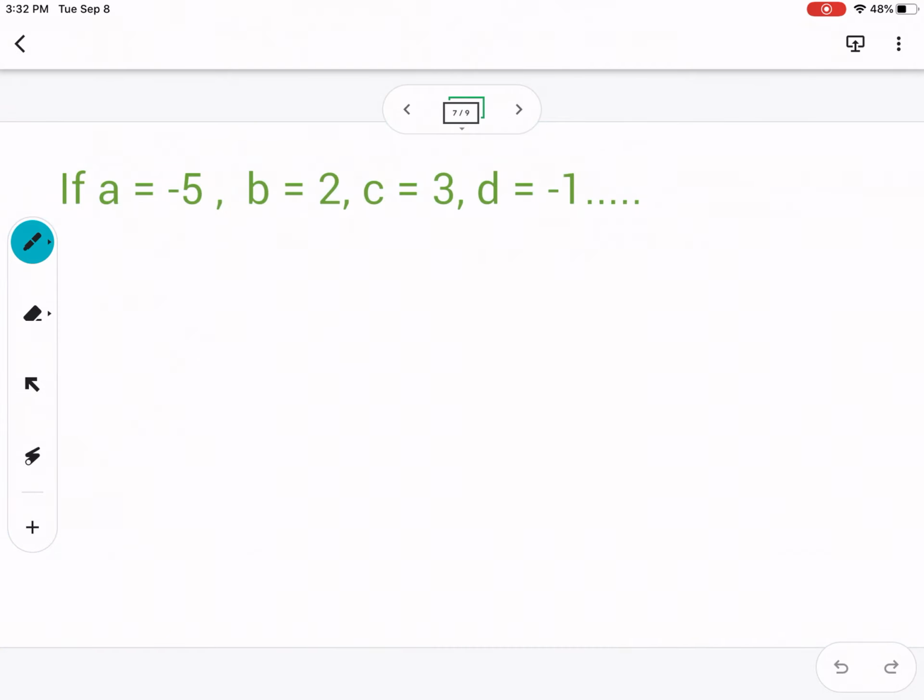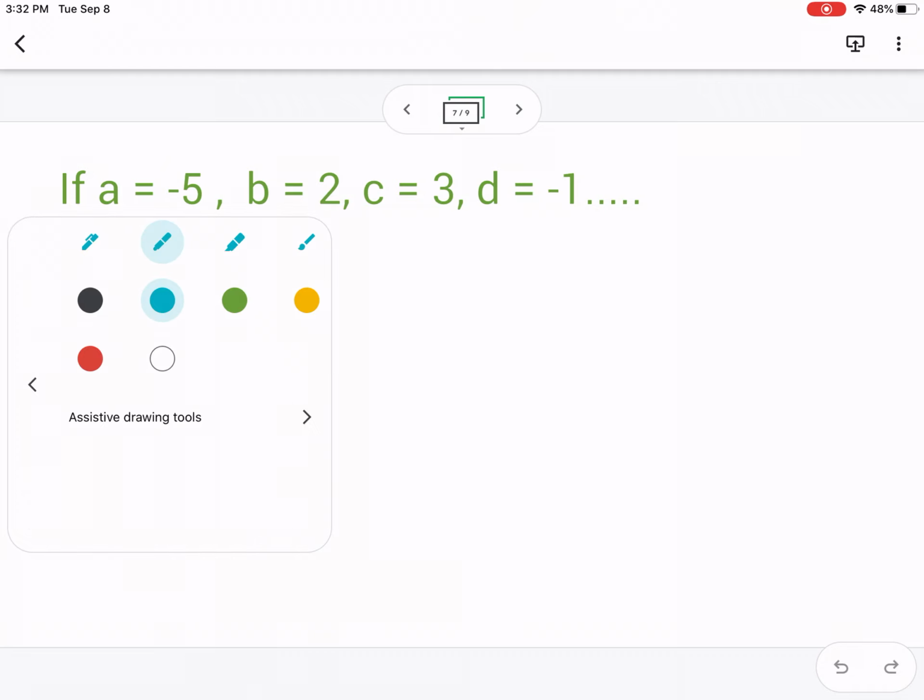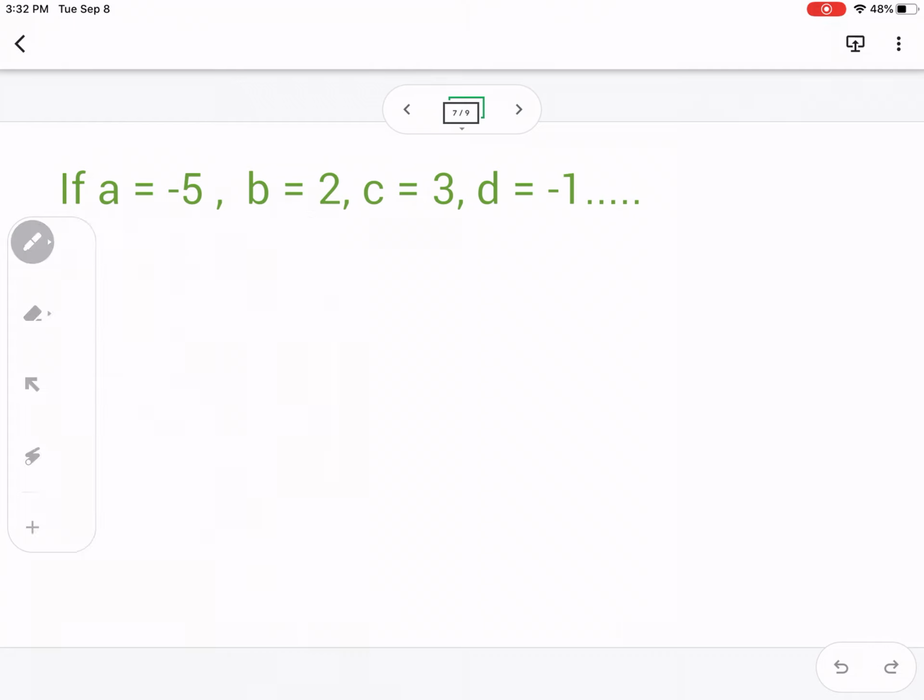We're going to change the set of directions here. We now have A, B, C, and D with all different values. I'm going to give you two problems to try right now. We'll go with black. We're on number 7.